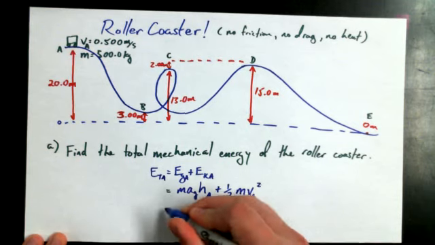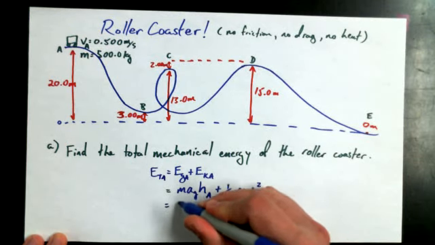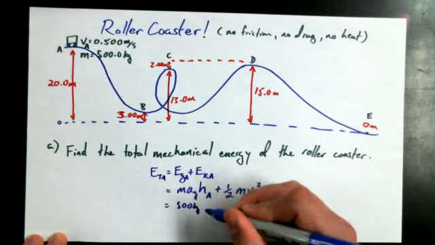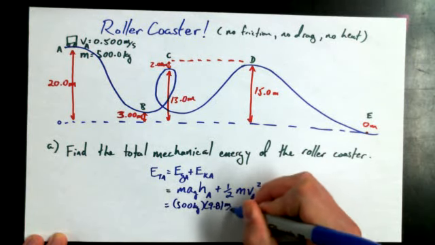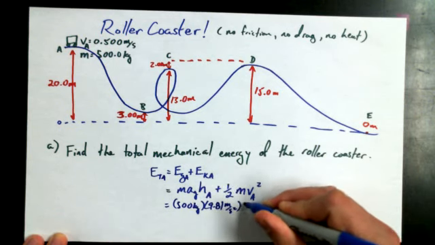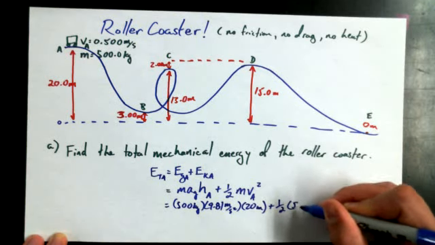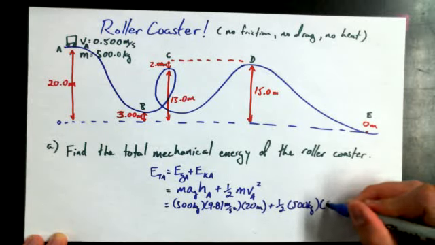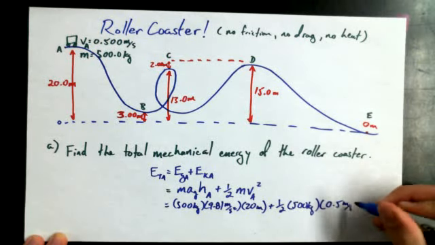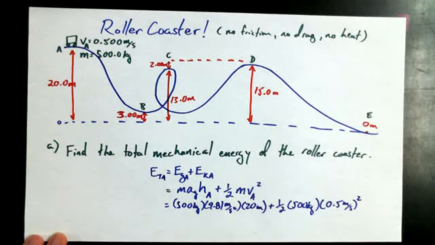And we can start subbing in our values. I'm going to drop off the trailing zero so that I have some hope of actually getting all of my values in here. The mass is going to be 500 kilograms times 9.81 meters per second squared times a height of 20 meters, plus 1/2 times 500 kilograms times VA squared, which is 0.5 meters per second, all squared. Don't forget to square the velocity. That's the most common thing that people mess up.